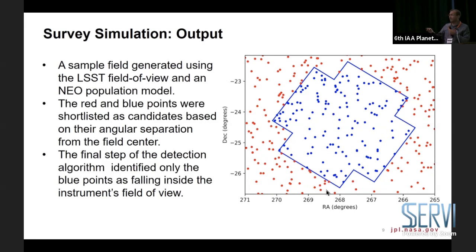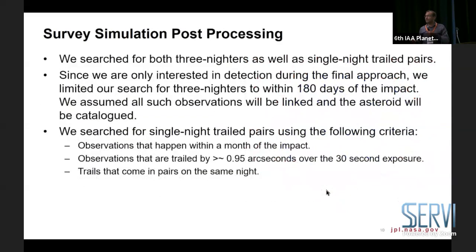So this is an LSST field. And the blue dots are detections that the tool said were inside the field of view, and the red ones are outside the field of view. So we use these detections and post-process them to get the 3-nighters as well as the single-night trail pairs that I talked about. And for the 3-nighters, since we were only interested in the final approach to the Earth, we limited our search to 180 days before impact. And we assumed all these observations will be linked, and the asteroid will be cataloged.